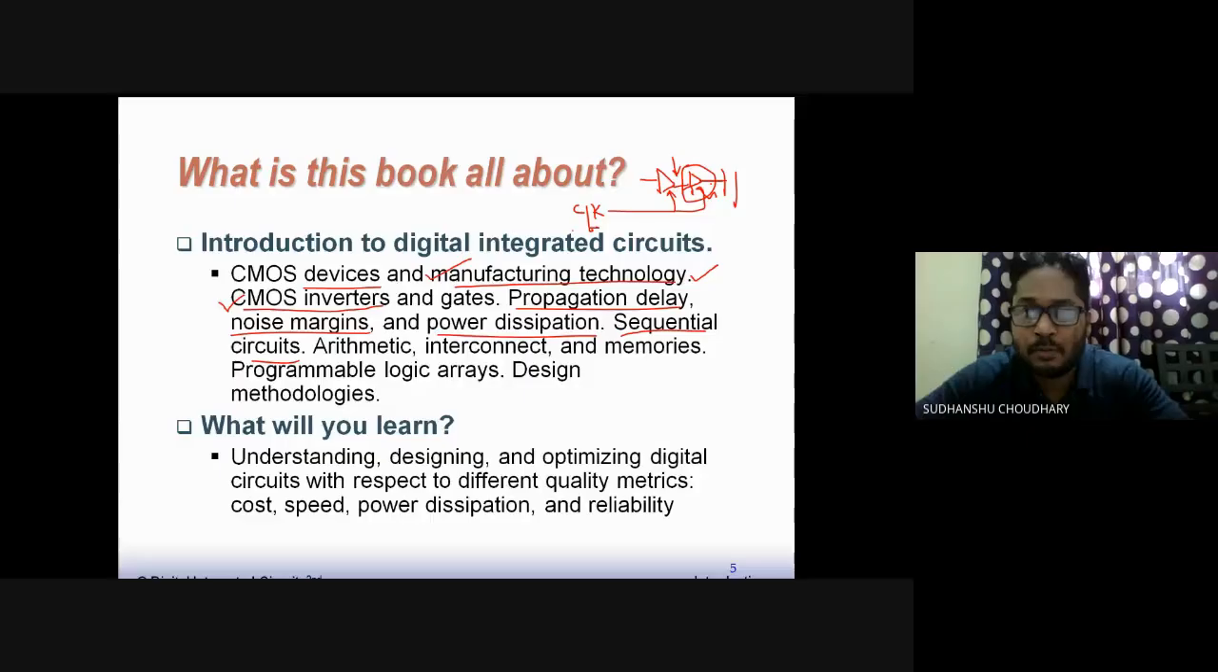Maybe some registers are connected. The synchronization is controlled by a clock. But yes, each flip-flop or maybe each register is waiting for the output from the previous registers, right? So we will talk about sequential circuits when we finish the combinational circuits. Then we'll also talk about the interconnects, which is very important today.